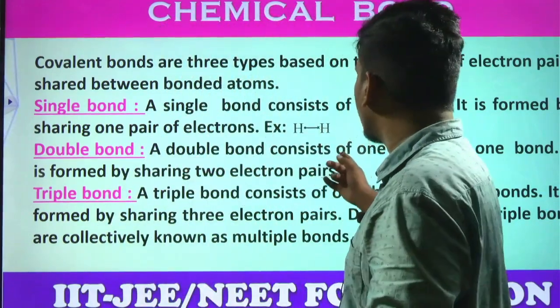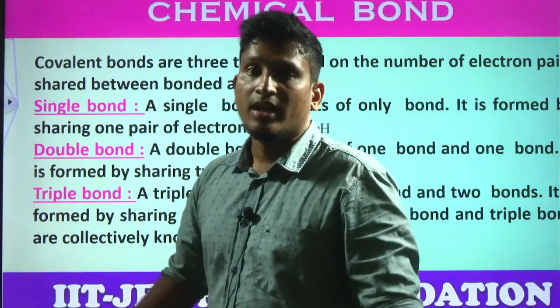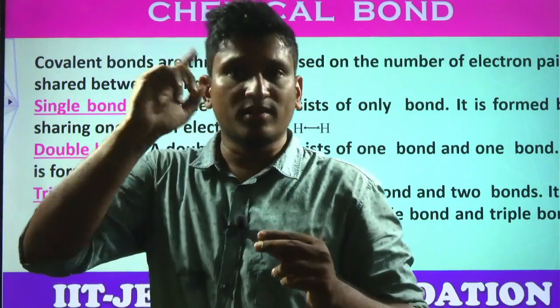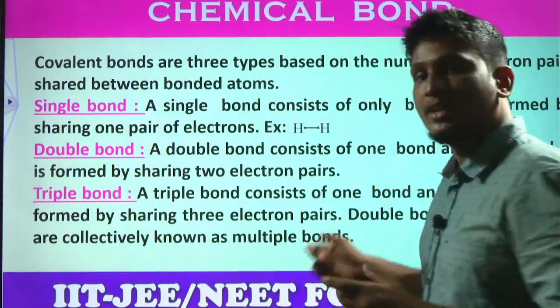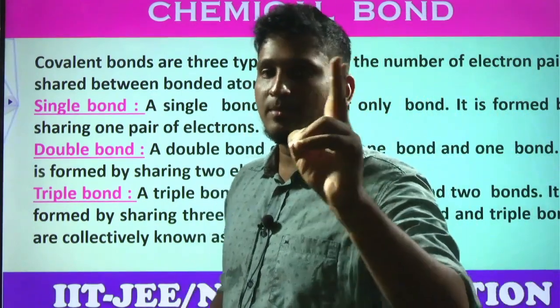If it is a double bond, it consists of one sigma bond and one pi bond. Definitely, the first bond is sigma. What is the next bond? The next bond is always a pi bond. And how many electrons are there in total? Four electrons, that is 2 pairs. Yes or no? A bond is made up of 1 pair, students.